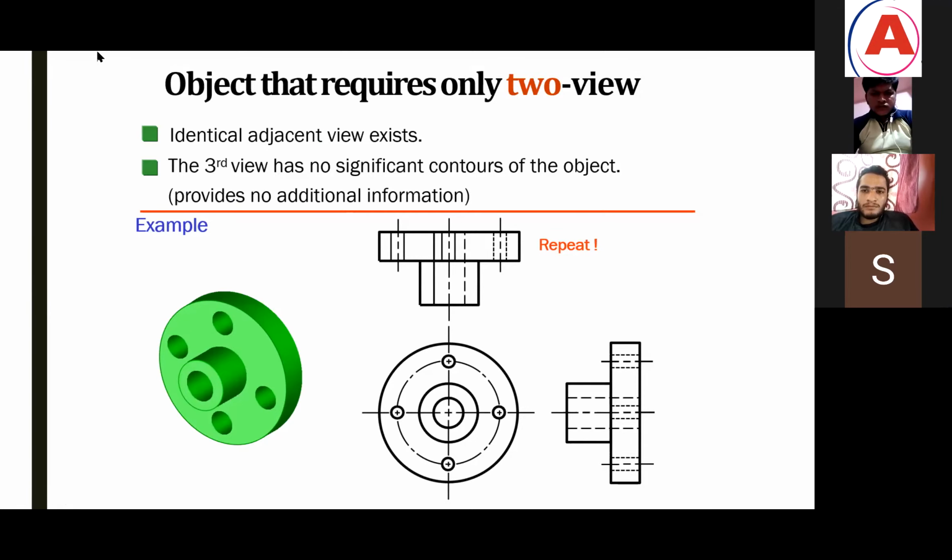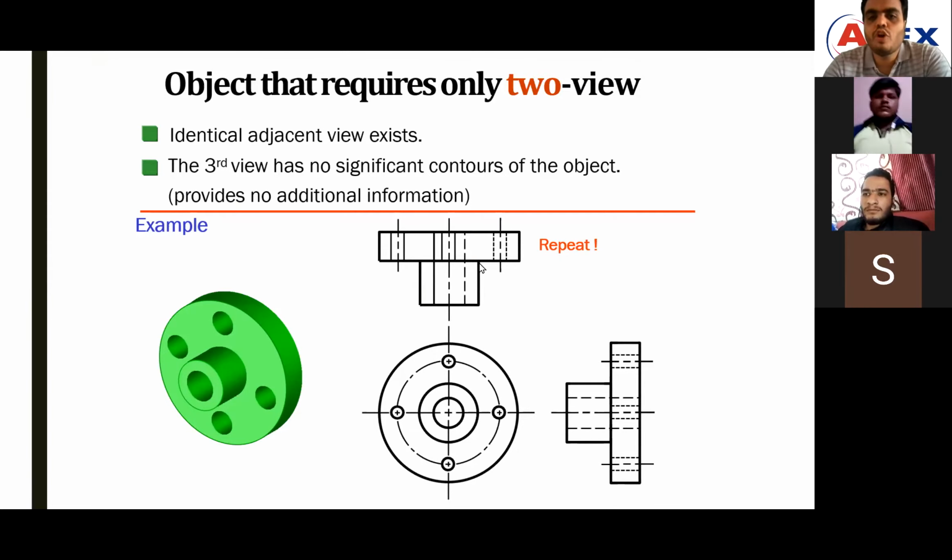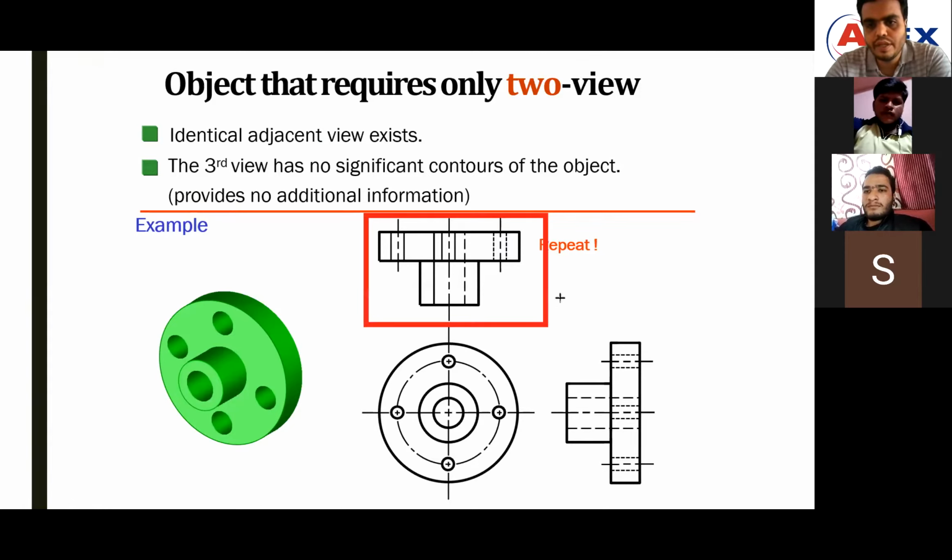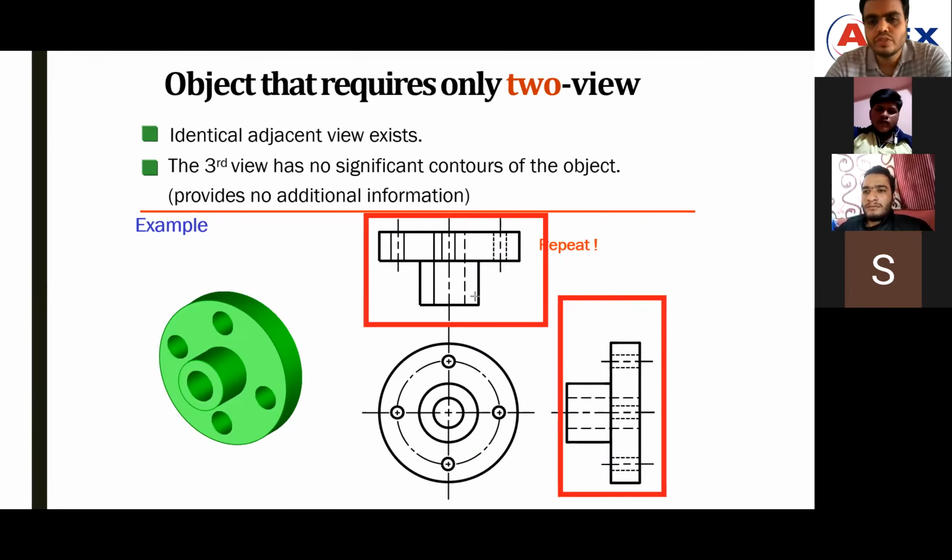See, in some types of object, usually what happens whenever you are projecting the views. Especially in top view and the side view, you will get repetitive views. See here, you just observe. In this view and in this view, both are same, right? Any one can be preferable. Okay.